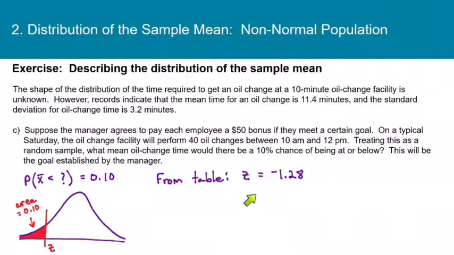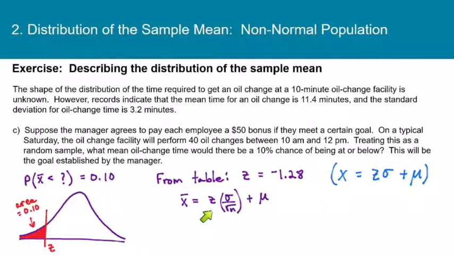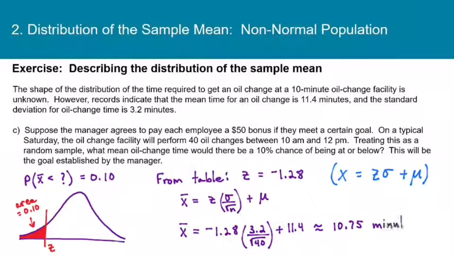Now, to turn this back into an x value, you remember the formula x equals z times sigma plus mu? Here we're not really looking for x, we're looking for x bar. So we won't use mu and sigma, we'll use mu sub x bar and sigma sub x bar. So x bar equals z times sigma over the square root of n plus mu. Plugging our known values into the formula, we get negative 1.28 times 3.2 over the square root of 40 plus 11.4, and the average time they need to beat is about 10.75 minutes.